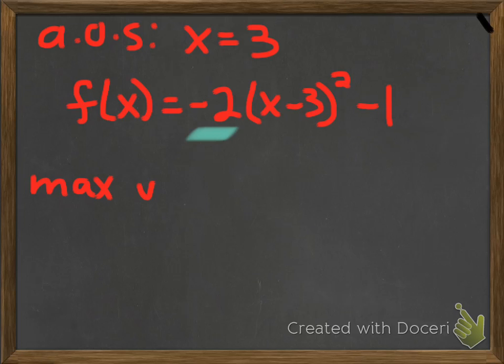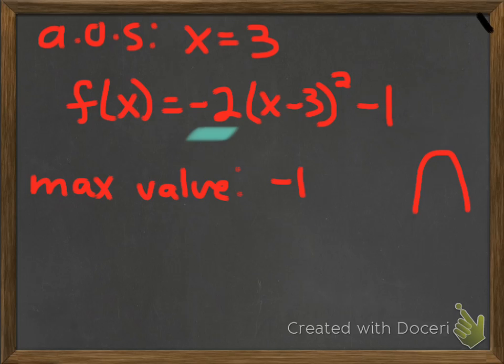Okay, so the maximum value is always the y value of the vertex. So a maximum value would be negative 1. Okay, and of course it's maximum because it's an upside down parabola. So we know eventually it's going to end up looking something like this. So that is a maximum value.